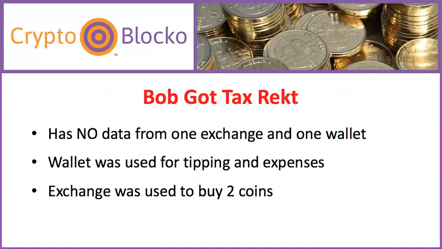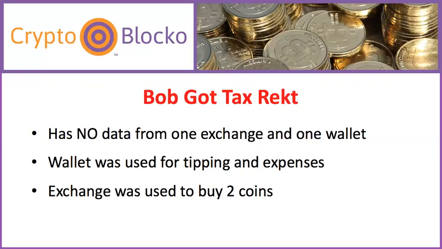Now, Bob got tax wrecked. How did that happen to Bob? Well, Bob has no data from one exchange and one wallet. Now, the wallet he used for tipping and expenses. So he only sent Bitcoin to a browser plugin. He used only small amounts, but he used it for tipping and expenses, and really whatever he sent into the wallet, he spent. Okay, so he at least knows that.